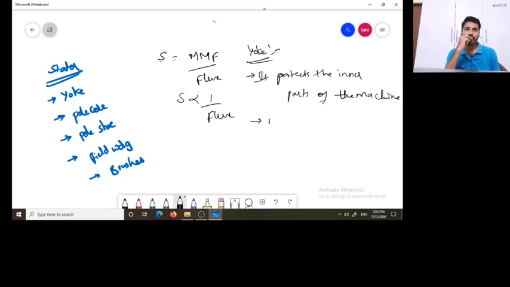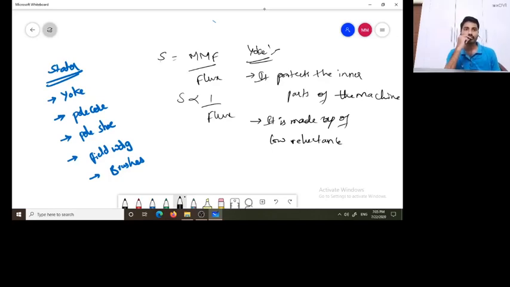And it is made up of a low reluctance material. I already told that. What is meant by reluctance? Reluctance is a property of a magnetic material which opposes the flow of magnetic flux. It is represented by capital S. It can also be defined as the ratio of mmf to flux. So reluctance is opposition to flux.